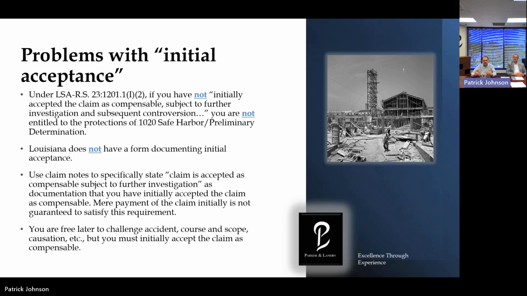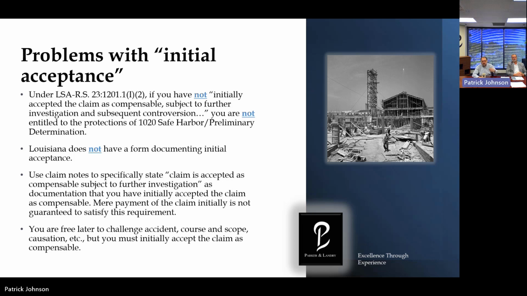So then you started to see the requirement that there be something that can be pointed to, claim notes, a letter, what have you, that the claim is initially accepted as compensable for the 1002 process, the $750 limitation on unapproved medical expenses. So you have to document it in your claim notes. And I will tell you this, if you believe that you have done everything necessary for the 1002 protections, when you assign it to an attorney, please draw their attention to your claim note where you have initially accepted it as compensable.